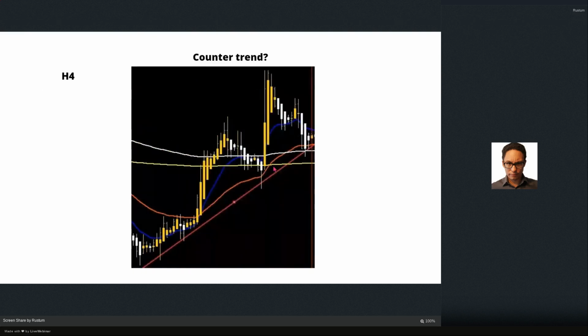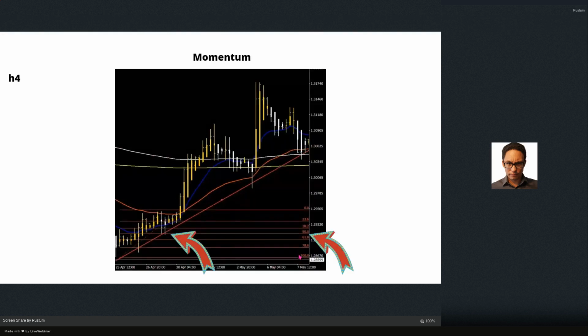Now this is the same trend on the 4-hourly. Yeah, this is the same move on the 4-hourly. And this is where I want to show you how this trend line gets weaker and weaker. Because as we can see here, prices are moving up all the way up to this high.